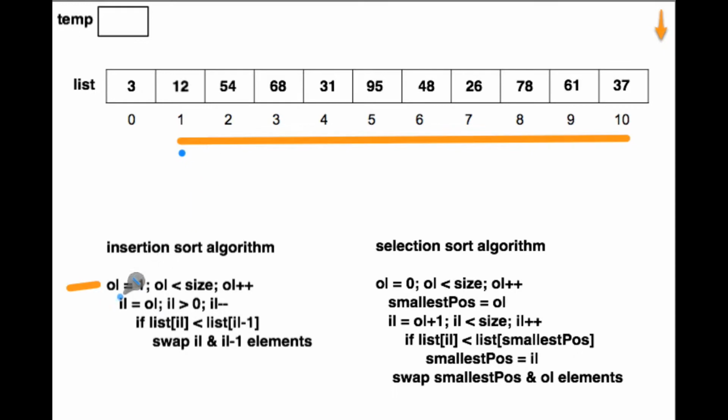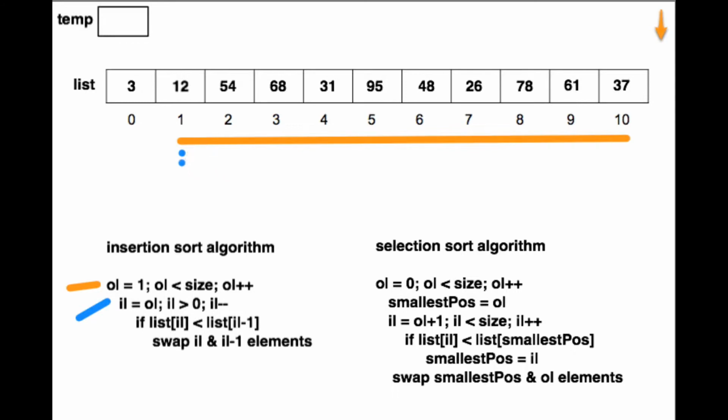And the inner loop, notice, is getting its starting value from the current value of the outer loop, right? So the outer loop starts at 1. So the inner loop, first time, is 1. As long as 1 is greater than 0, it is. So it'll do the body once, and that will swap. If they're unsorted, it will swap them, right? And then it decrements, and now IL is not greater than 0, so it just does it that one time.